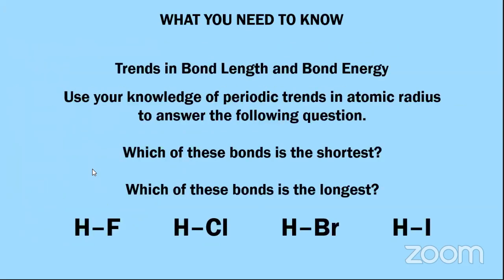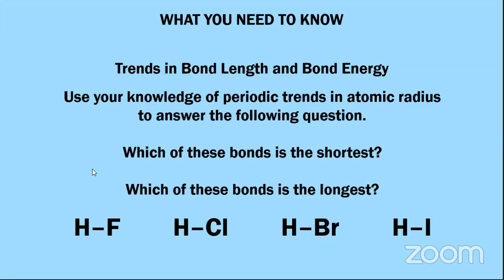All right, next thing I want to talk about is trends in bond length and bond energy. How are these two properties of a bond related? So we have four bonds: HF, so hydrogen and fluorine, HCl, hydrogen and chlorine, and then HBr, hydrogen and bromine, and finally hydrogen and iodine. Which of these bonds is the shortest and which of these bonds is the longest?